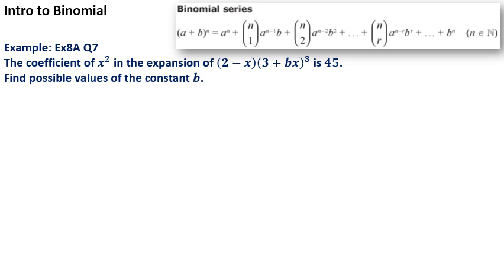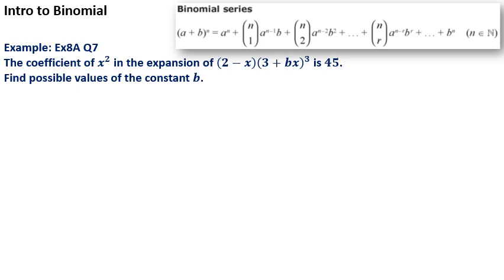Now let's try a question. We're going to dive straight into quite a complicated looking question so that you can see how this technique tends to be applied. This one is telling you the size of the x squared coefficient in the particular expansion, and you're being asked to work out the possible values of the constant b.